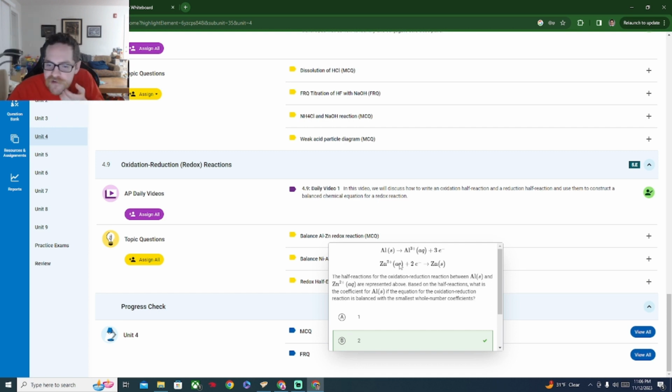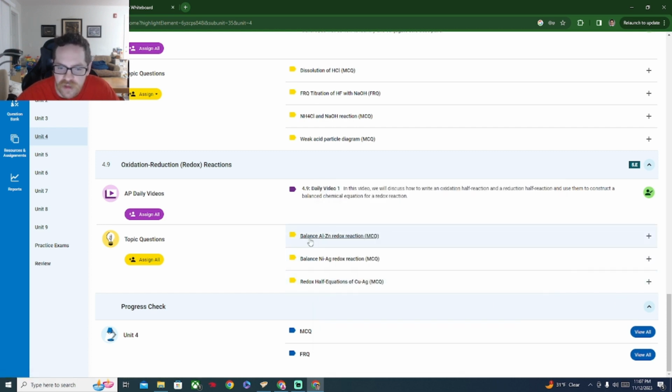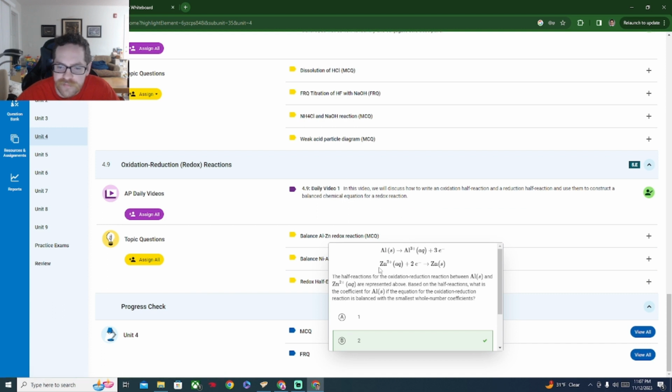Based on the half reactions, what is the coefficient for aluminum if the equation for the reduction equation is balanced to the smallest whole number coefficients? When we consider redox reactions, when we balance them, we need to make sure the number of electrons is going to be the same, which means each of these need to have the same number of electrons eventually. We're going to have 2 aluminums to get to 6 electrons, and then we would have 3 zincs to get to 6 electrons.